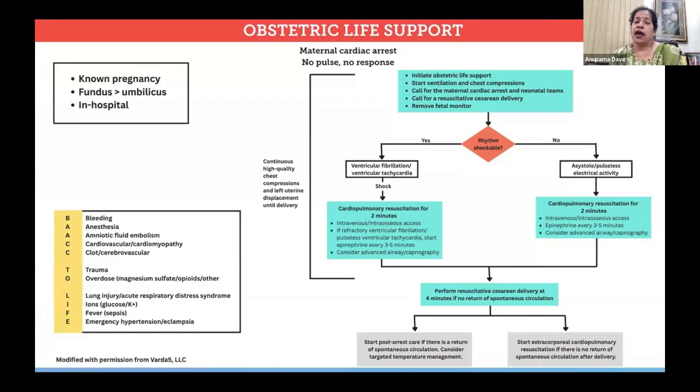So advanced life support is required in certain situations. By advanced life support, I mean, besides ABC, that is airway, breathing, and circulation, at times, if the cardiac rhythm is shockable, we would need to use the defibrillator. So if there's ventricular fibrillation or ventricular tachycardia, then a defibrillator can help in improving the cardiac function.